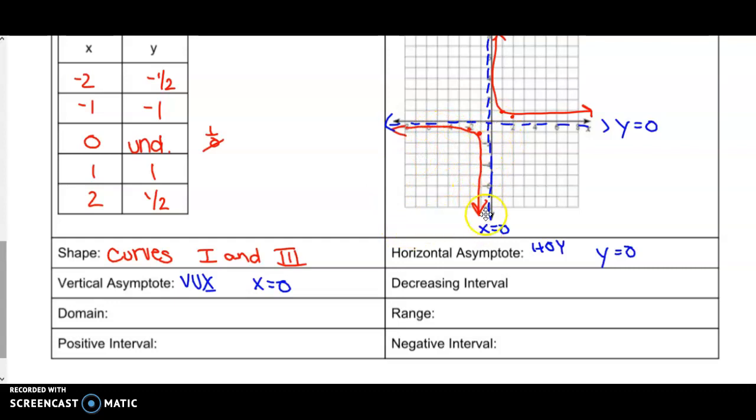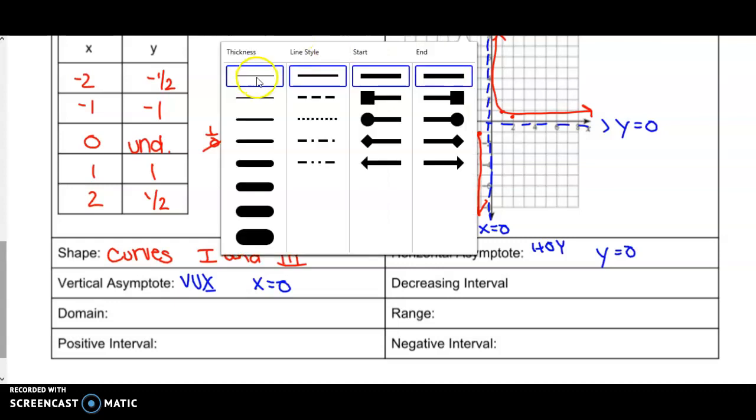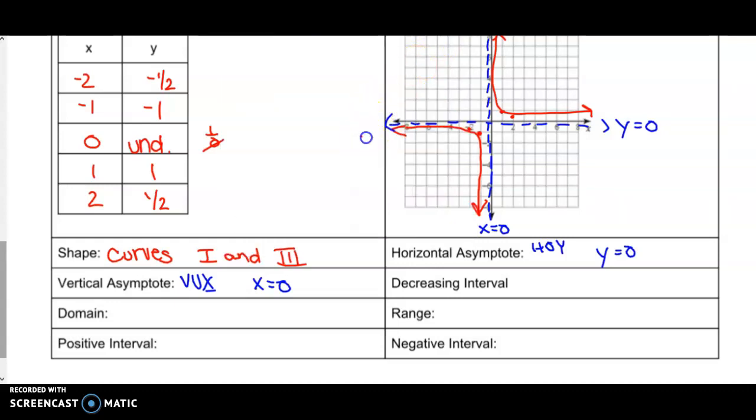Remember this 0, we use the x-axis. It doesn't exist on the graph. So we have to do it in two pieces. I want to go from -infinity to 0, and then from 0 to infinity. All right, so -infinity to 0, union 0 to infinity.